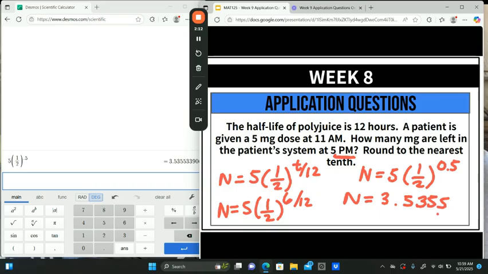3.5355. So it says round to the nearest tenth, all right? So I've got tenths place here. This is a 3, so the 5 is going to stay the same. So n equals 3.5 milligrams.